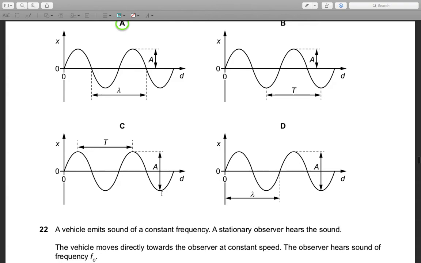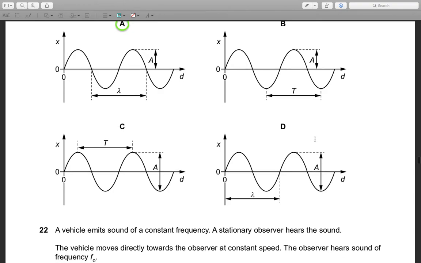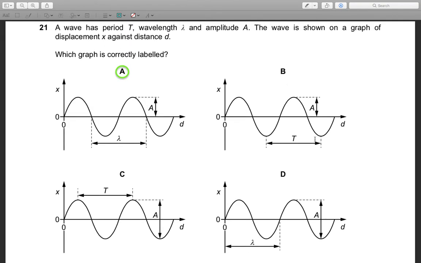And this is amplitude. This is the wrong answer because this is two amplitudes. This is the period. Also, this is the wrong way. Why? This is the distance. And this is lambda. This is correct. But this is not correct, because this is two amplitudes. So we know the answer is A. The correct answer is A.